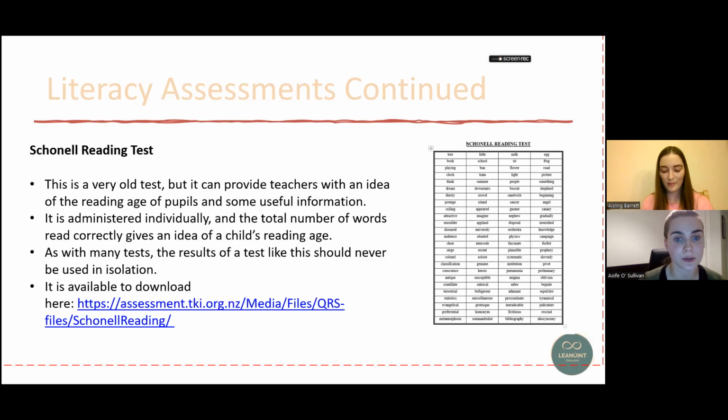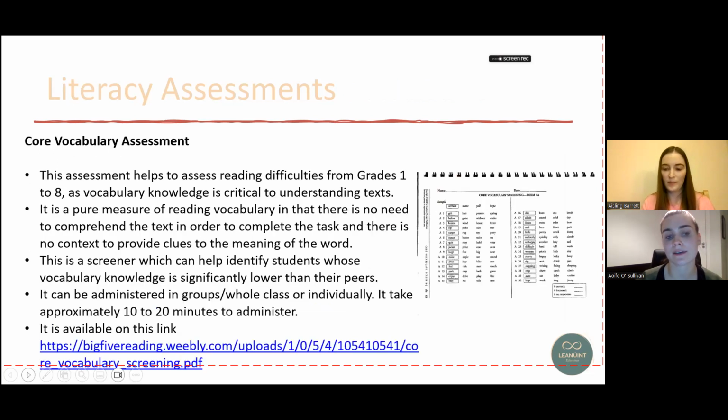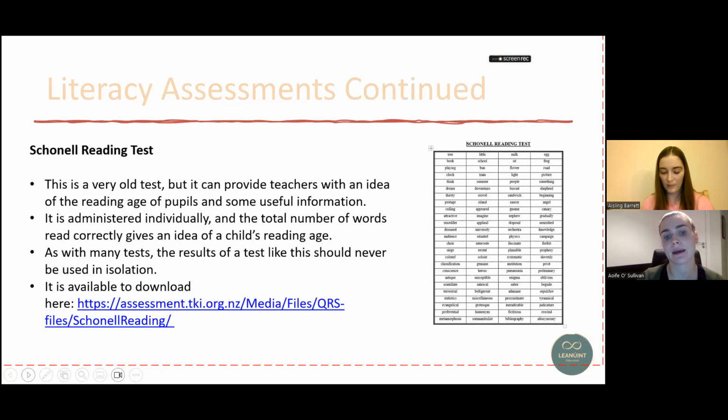So it is administered individually. And the total number of words that are read correctly will give an idea of a child's reading age. As with many tests, the result of the Schonell reading test is not to be looked at in isolation, and it's available to download on this link. Lots of the links that we address in this webinar are freely available downloads, which we find really useful because, as we keep mentioning, it is what's available in your school that you can use. There are lots of literacy assessments that are freely available online that can be very beneficial and give a lot of information.